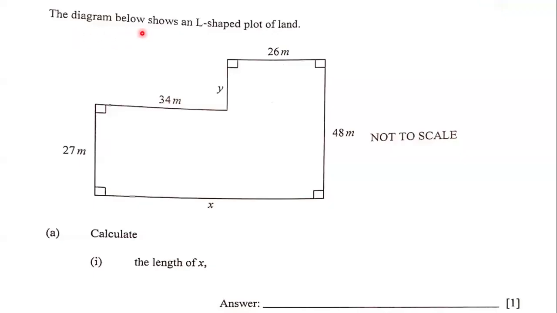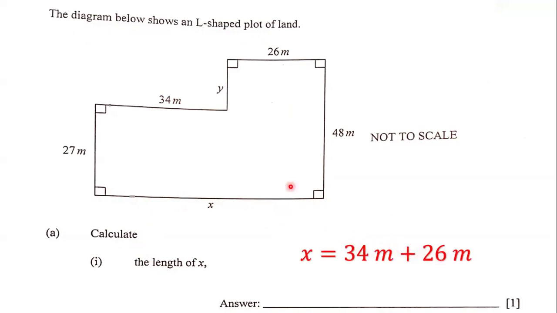The diagram below shows an L-shaped plot of land. Calculate the length of x. Notice here we have this length, which is x, and they want us to determine the length of x. Now the length of x is going to be 34 meters plus 26 meters.